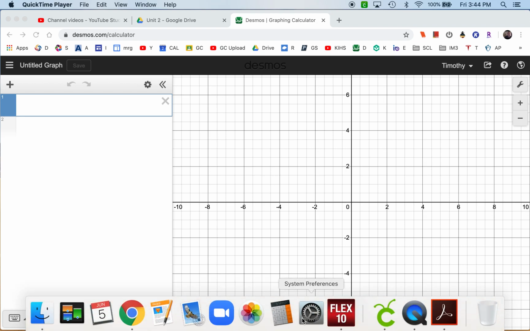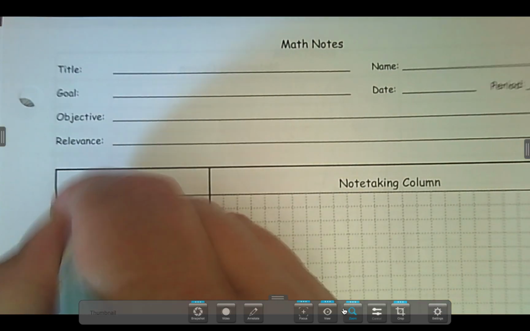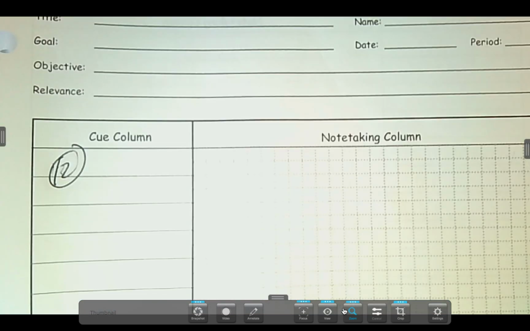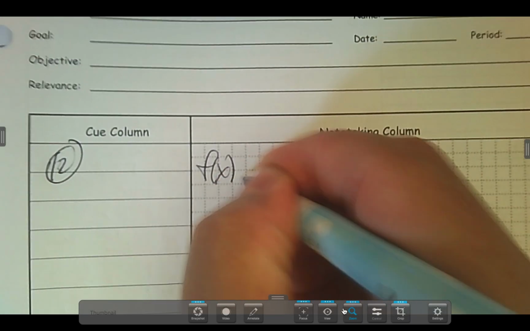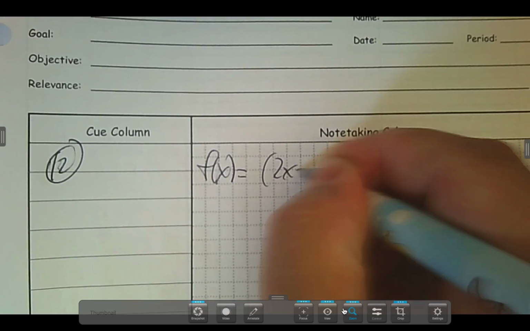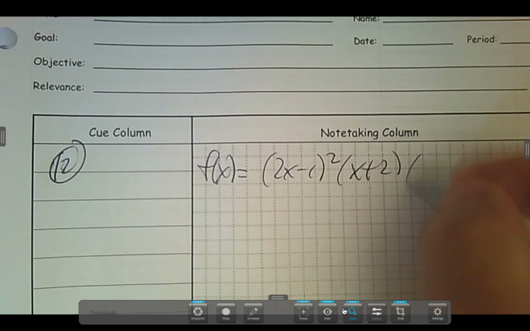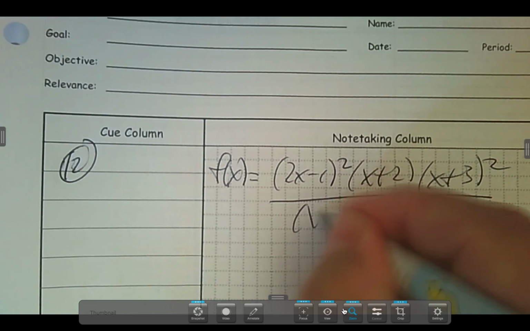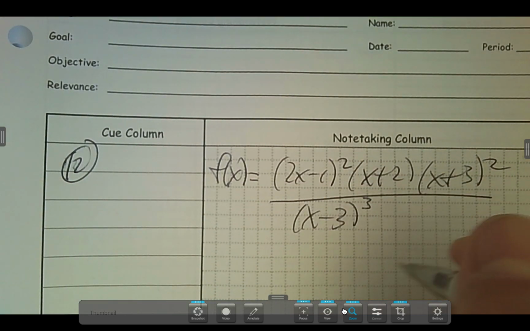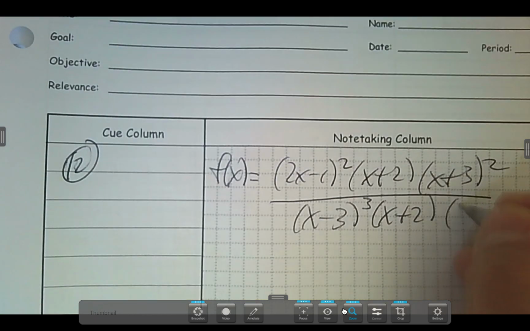Alright, so we're back. Here's question number 12. So here, assignment 2-3. Oh, this one's a long one. So let me write it here. f(x) = (2x minus 1) squared, (x plus 2)(x plus 3) squared, over (x minus 3) cubed, (x plus 2)(x plus 3).